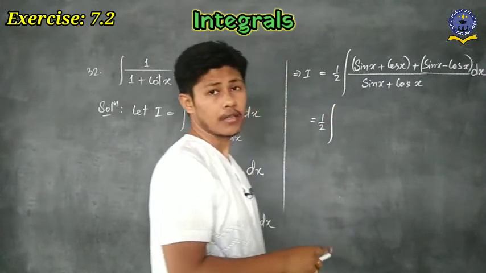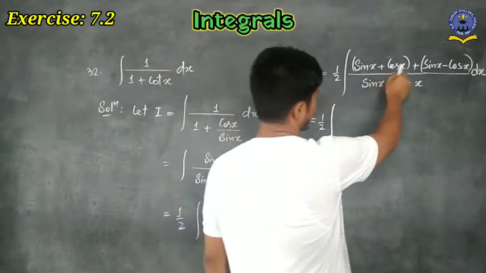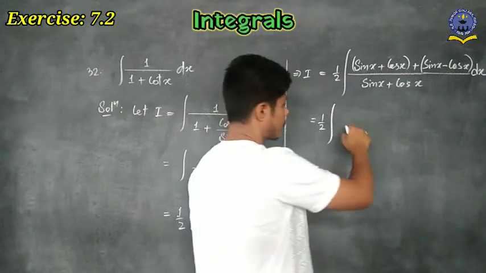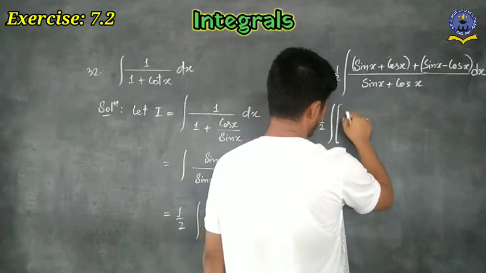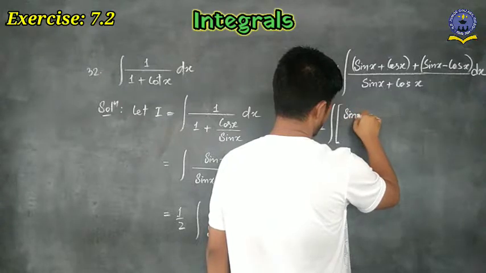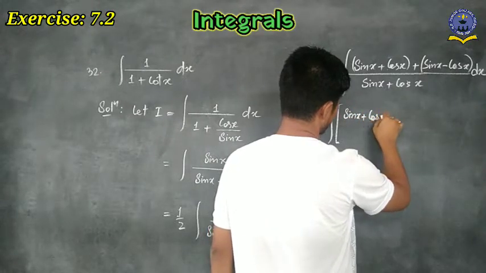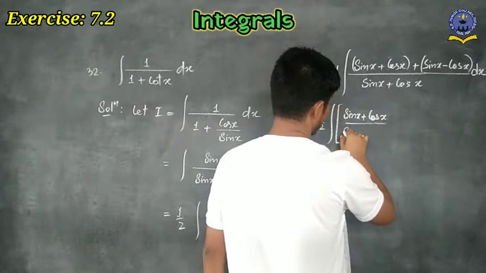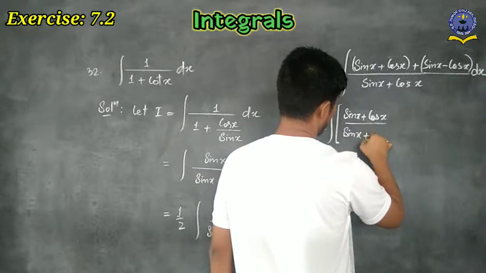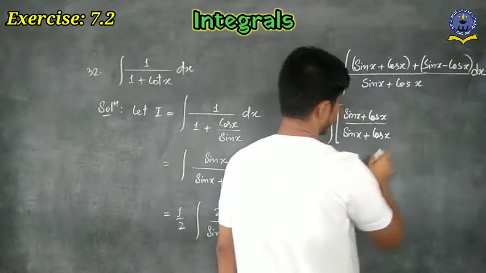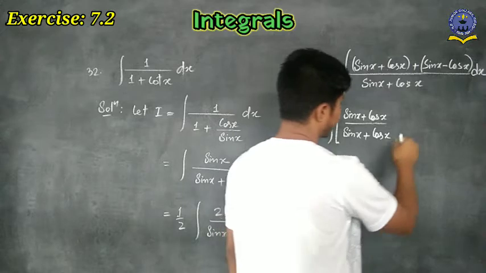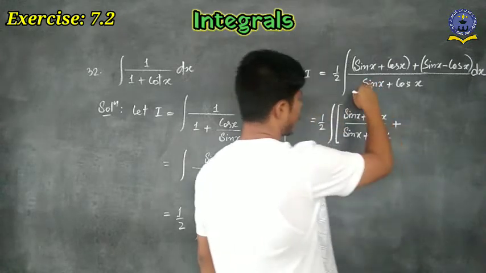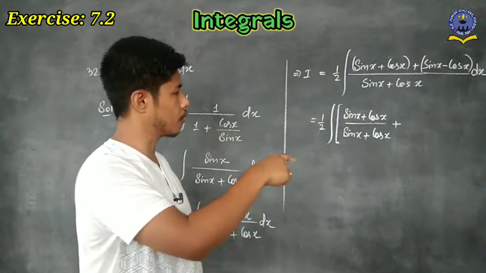Is it clear? And after that, now if you separate this 1 by 2, integration of. So if we separate here sin x plus cos x divided by sin x plus cos x, so that's why the first step here we have to write this one, sin x plus of cos x divided by sin x plus of cos x, plus of. If you know, you can directly separate, no need to write like in this way.